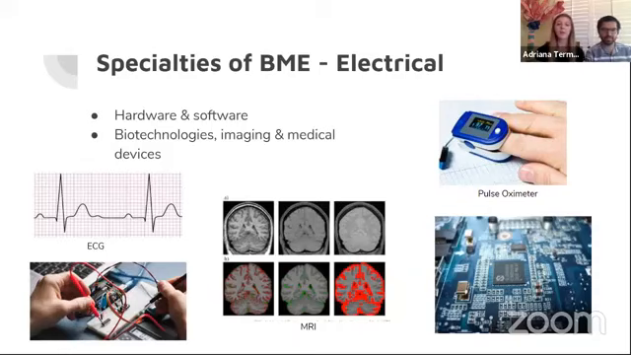So here are a few examples of medical devices that focus on the electrical side of things. On the left-hand side, we see an ECG, which is used to monitor brain waves. And in the middle, we see an MRI. Imaging is an excellent example of a biotechnology that focuses on the electrical side of things, and almost all imaging techniques use these electrical specialties. And on the right here, we have a pulse oximeter, which assesses the amount of oxygen in your blood. This is used in diagnosis and monitoring for many patients. And so these, again, are focusing on the electrical and more the software focus of biomedical engineering.